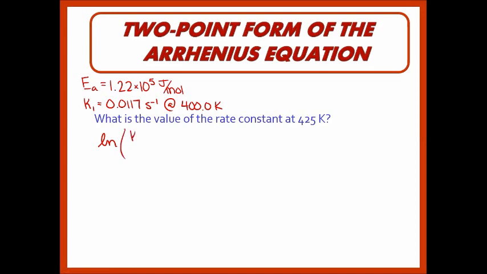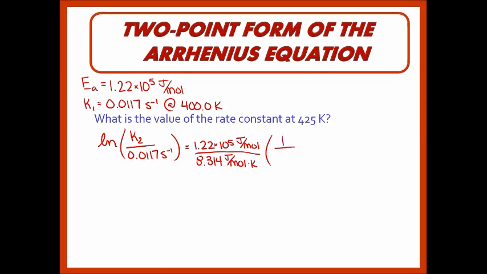So plugging this information into the 2-point form of the Arrhenius equation, we have the natural log of our rate constant 2, which is what we're solving for, over our rate constant 1, is equal to our activation energy, which we do need to plug in as joules per mole because our R value is in joules per mole times Kelvin. And then we're going to multiply by the inverse of temperature 1, which is 400 Kelvin, subtracted by the inverse of temperature 2, which is 425 Kelvin, the temperature at which we are trying to figure out the rate constant.